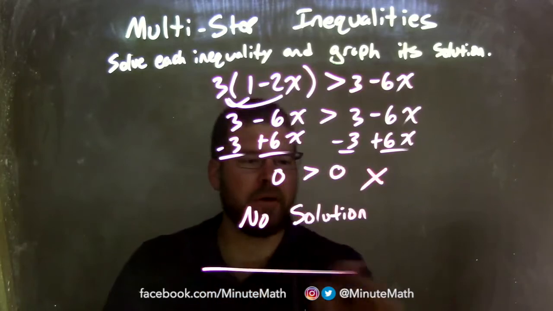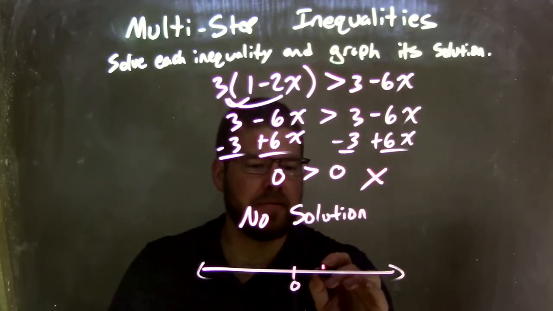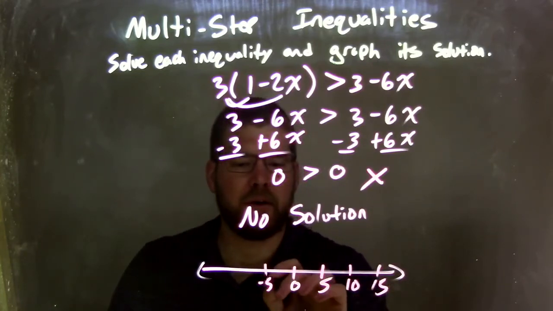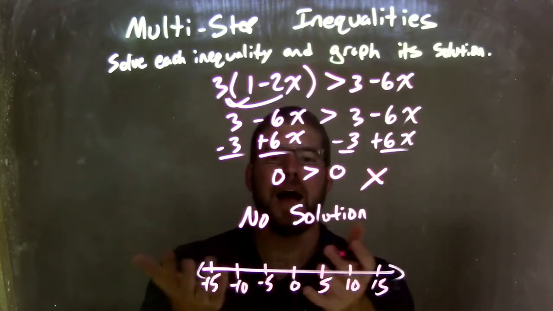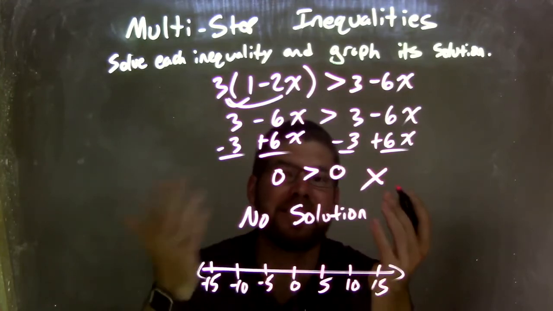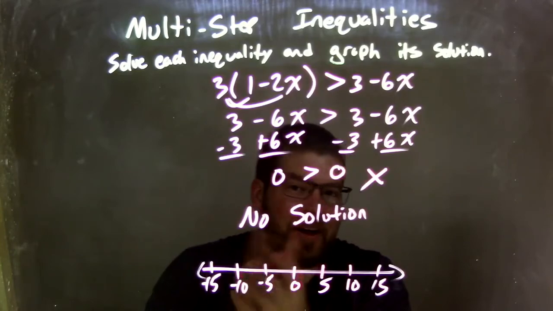So how do we graph that? Well, I make my number line here. I don't know, 5s again. 5, 10, 15, -5, -10, -15. Well, our graph is nothing. There's no graph that we can have here because there's no solution that makes this work. Okay, so my graph matches my final answer of no solution.